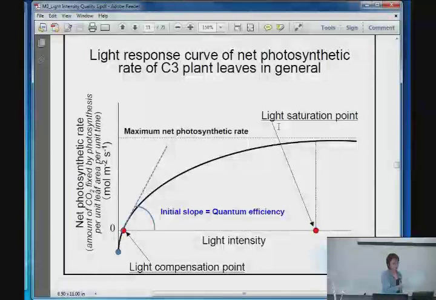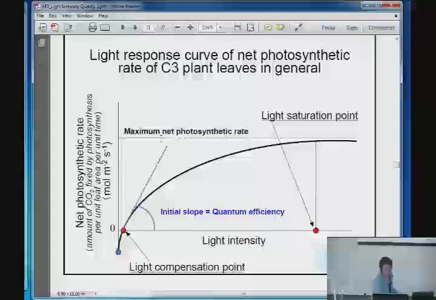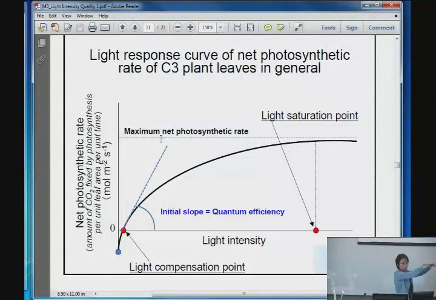I usually don't talk about C4 photosynthesis in my lecture, but C3 is a major type of photosynthesis for horticultural crops. It's saturating, just like you saw. And that saturating means there's a maximum level, right? It sort of plateaus, right? So that's the maximum net photosynthetic rate.